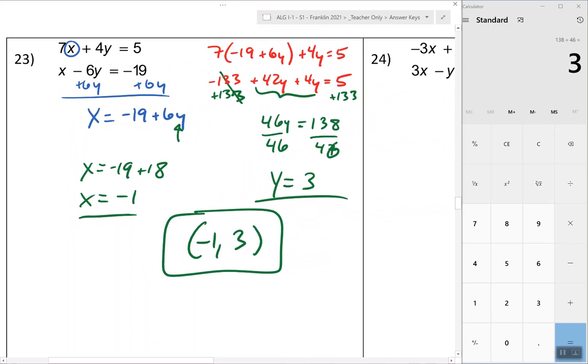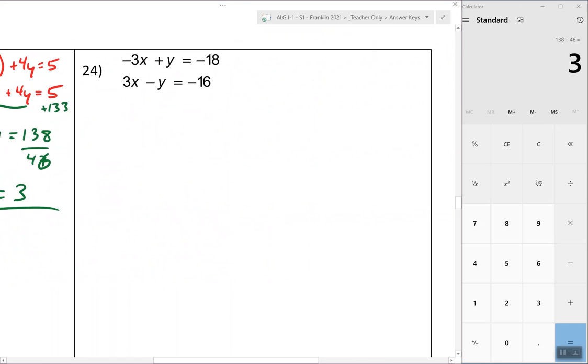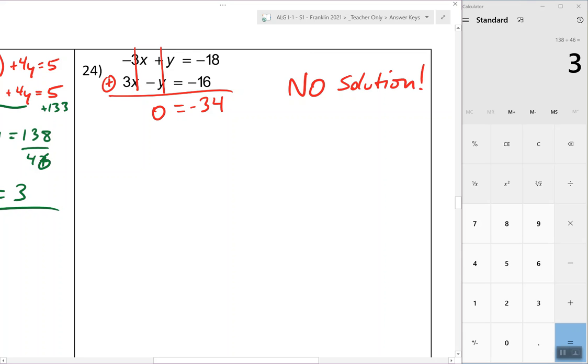Moving on to 24. This one's ready to go for elimination. Let's go ahead and add. These cancel here. Also these cancel, so 0 equals, and you get -34. So this is a no solution. If it had been 0 equals 0, if these numbers canceled out as well, that would be infinite solutions, but because they did not, this is no solution. That means these lines are parallel. If we graphed them, it'd be a parallel line with no point of intersection.